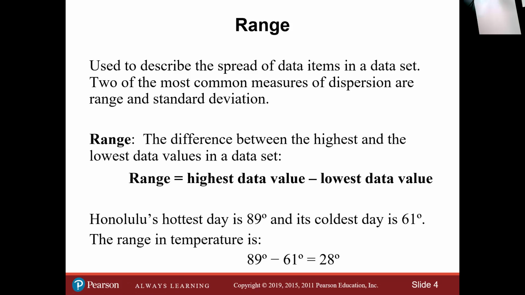data. So in this example, they're talking about Honolulu's hottest day. The hottest day was 89 degrees. The coldest day is 61 degrees. So if we just subtract those, we have a range of 28 degrees.